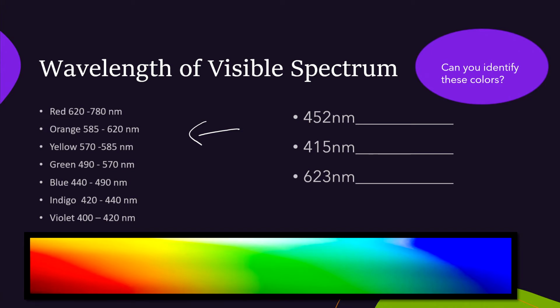Okay, so for the first one here we have 452, so that's falling between our blue category. So that would represent blue light. So blue light has a wavelength between 440 and 490 nanometers. The next one, 415, so that's going to fall in our violet range. And our last one, 623, is going to fall under our red wavelength.